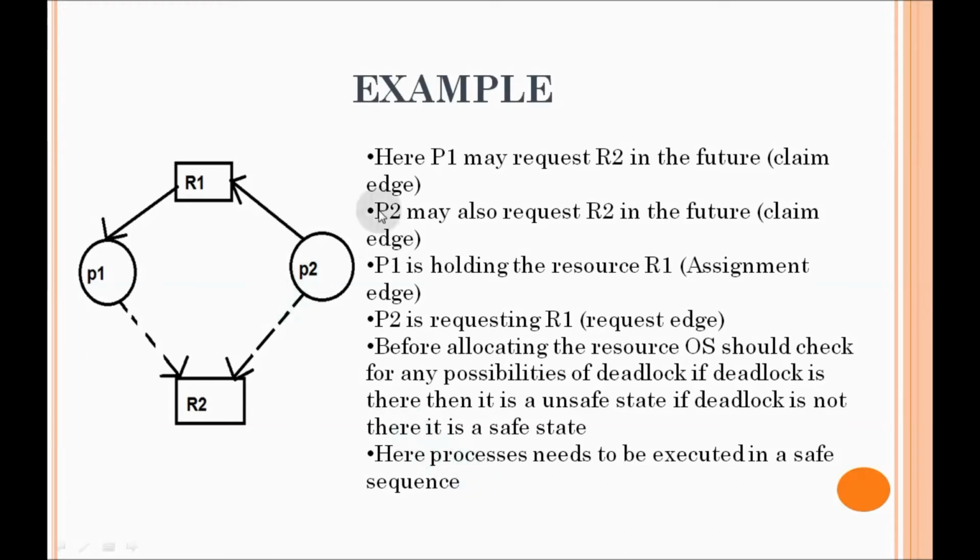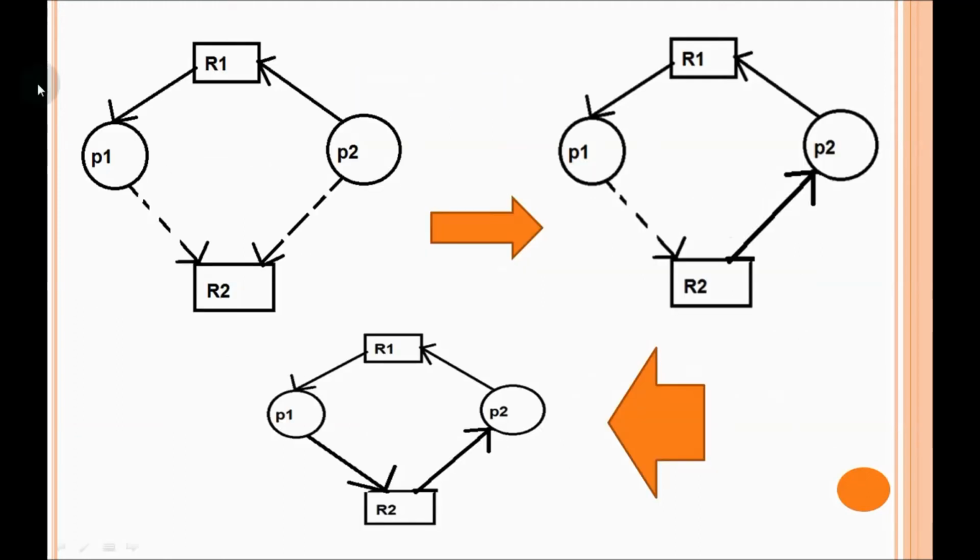Now what we will do is take this example and check whether it is possible to allocate the resources to the process in such a way that deadlock may not happen. We will check that now. See, this is the example. You can see here, P1 may request R2, and P2 may also request R2 in the future. It is a claim edge. P2 is requesting R1 and R1 is held by P1. You know that. Now, how many claim edges are there here? 2 claim edges. So P2 may request R2.